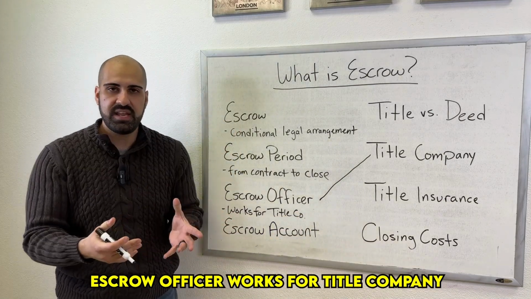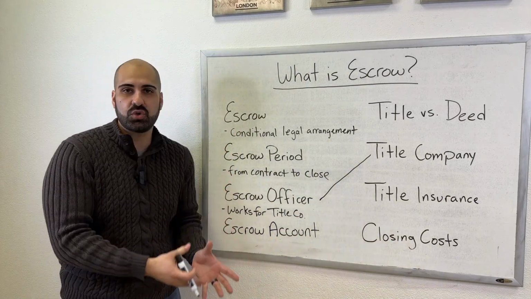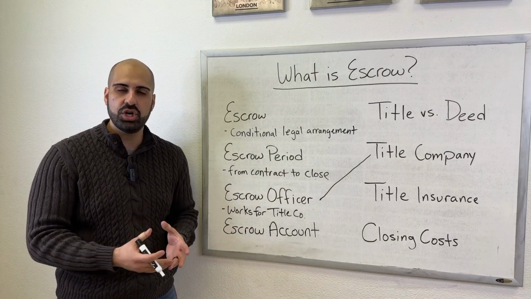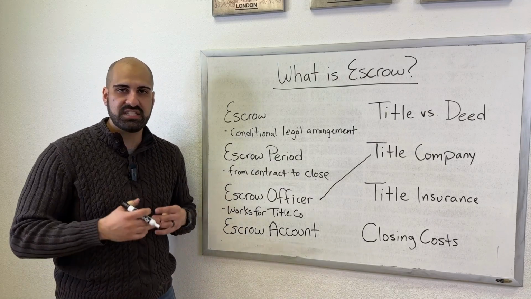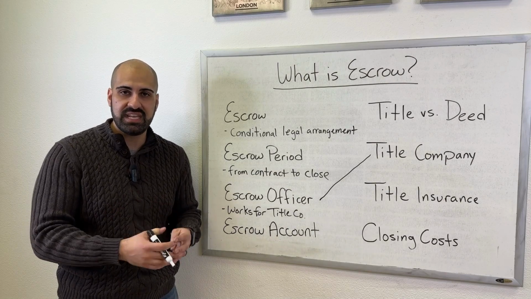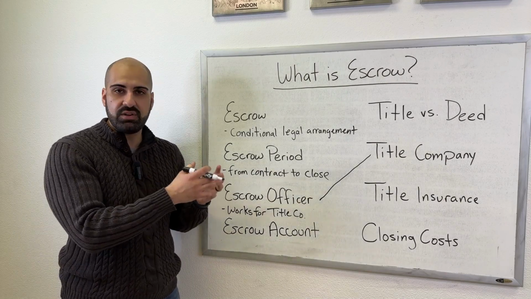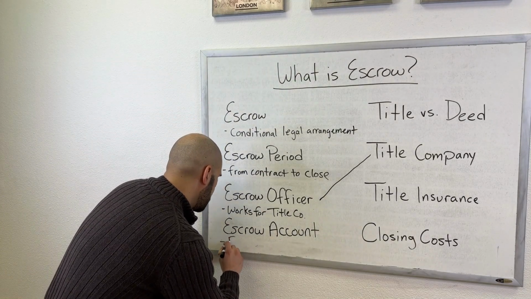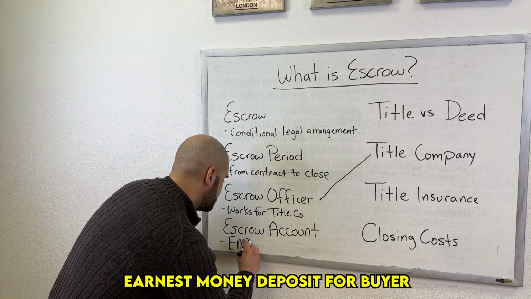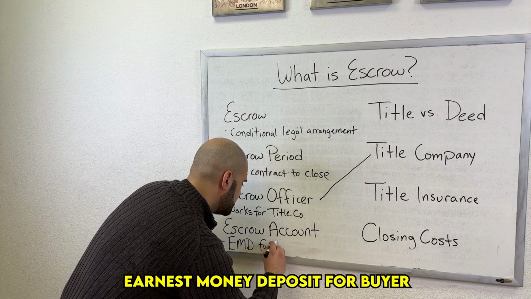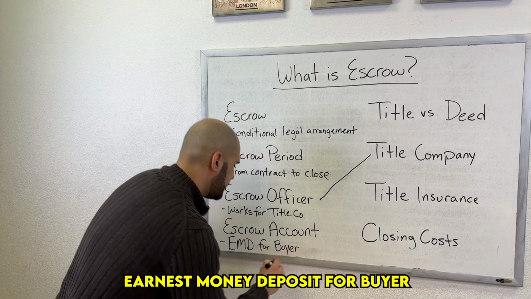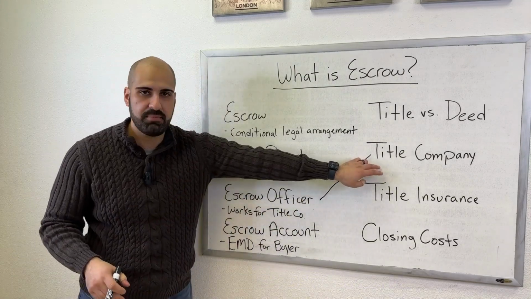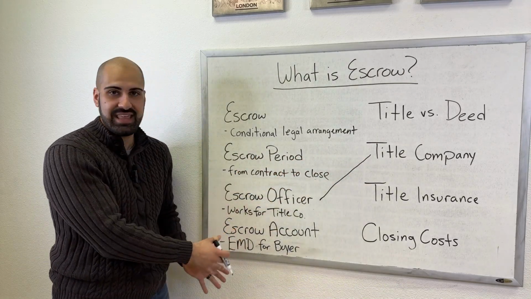Now at the title company, each deal is going to have a specific escrow account. Inside of that escrow account is going to be held the buyer's earnest money deposit. Remember, the buyer has to put down a good faith deposit at the beginning of the deal, and the title company will hold that inside of the escrow account. So to denote that, we're going to put down EMD, earnest money deposit, for buyer, because this is where it's held. So when the buyer puts down the deposit, they're going to wire it to the title company. And again, the title company holds it in that account.